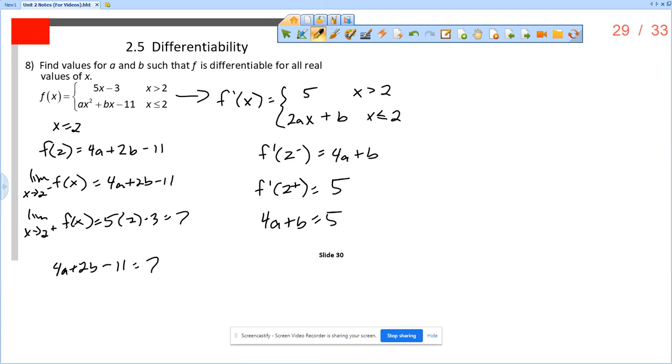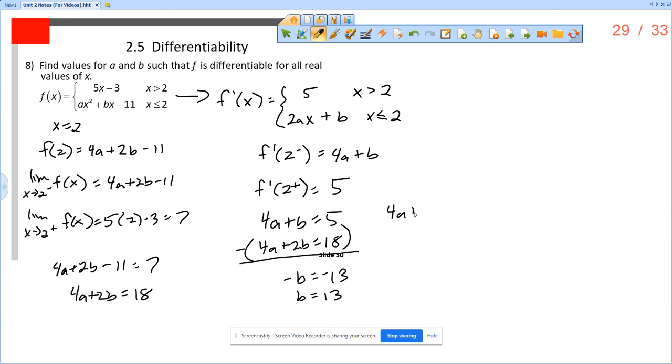So now we're going to solve this system of equations. I'm going to rewrite this as 4a plus 2b, and I'm going to add 11 to both sides, so I get 18. So I'm going to bring that up here: 4a plus 2b equals 18. Now I'm going to subtract. 4a minus 4a is 0. So b minus 2b is negative b, and 5 minus 18 is negative 13. So b is positive 13. All right, so b is 13.